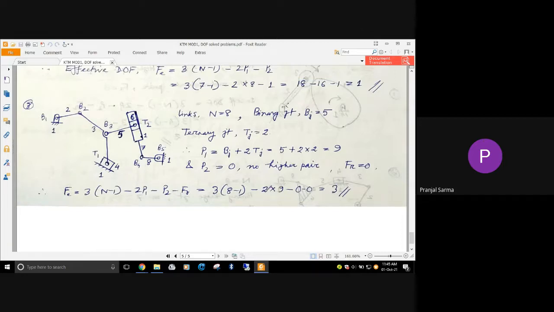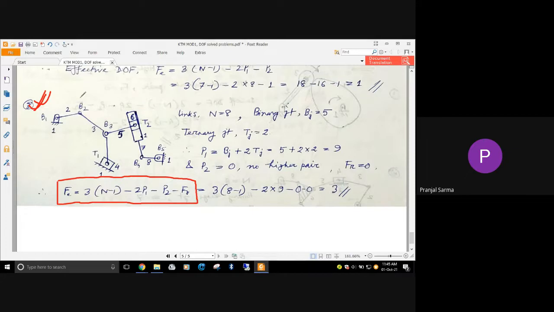So let's consider this. What are the steps involved in finding out the degree of freedom of a given mechanism? First, whatever configuration diagram is given, you need to draw that. And if you can recall this expression, the effective degree of freedom equals, for a planar mechanism, 3(n minus 1) minus 2p1 minus p2, and if there is any redundant degree of freedom, that also needs to be eliminated. This is the standard way of finding out degree of freedom for a planar mechanism.